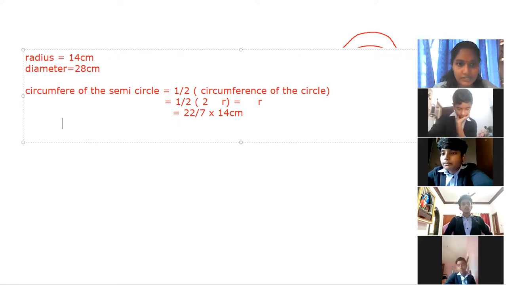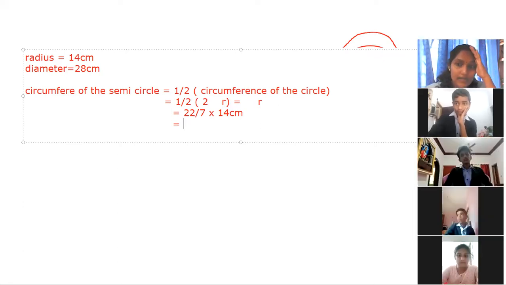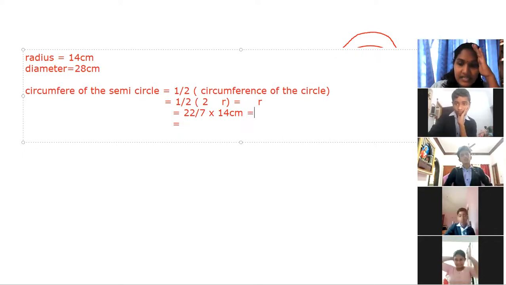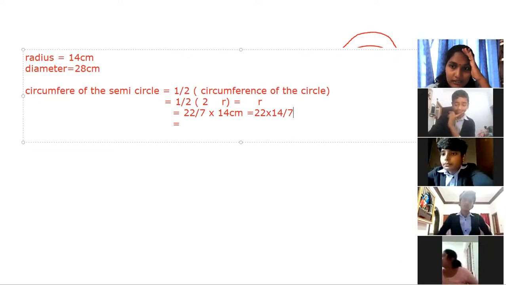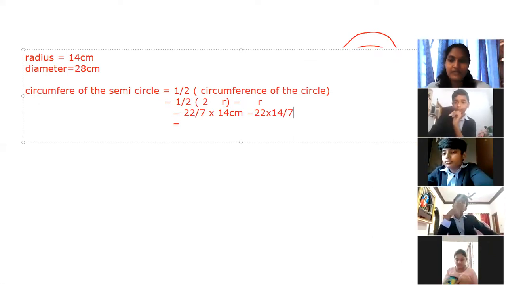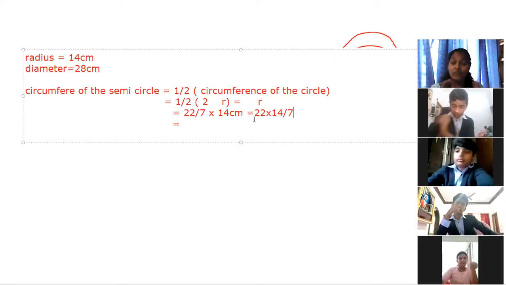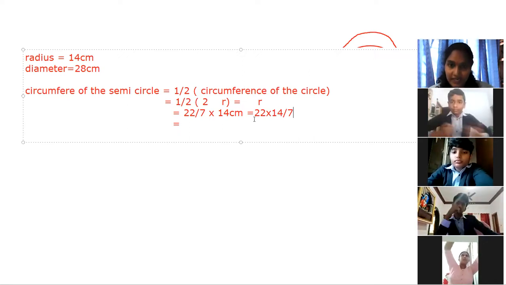Now the calculation, the simplification process. 22 by 7 into 14 is the same as 22 into 14 divided by 7. Right? Both are the same. 22 by 7 into 14 is equal to 22 into 14 divided by 7. You can do the simplification, right?